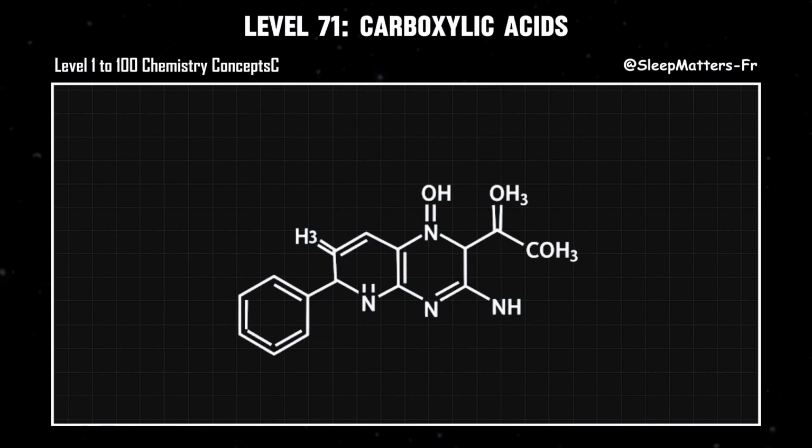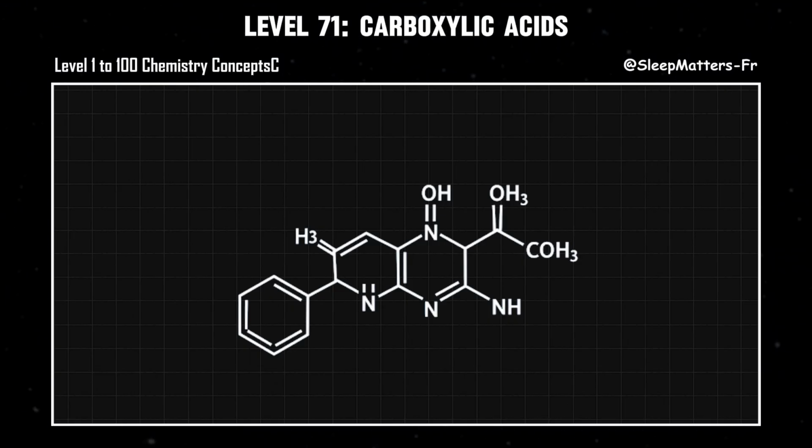Level 71. Carboxylic Acids. What if something could be both sour and dangerous? What if a single type of molecule could be found in the sweet taste of vinegar and the burning sting of an ant's bite? That is the power of carboxylic acids.